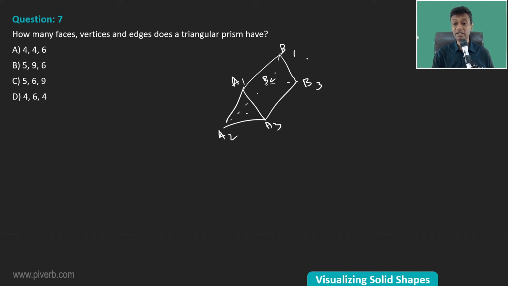Faces would be this triangle and this triangle, and then 3 rectangles. Rectangle here, rectangle this side, rectangle at the bottom. 2 plus 3 equal to 5 faces.